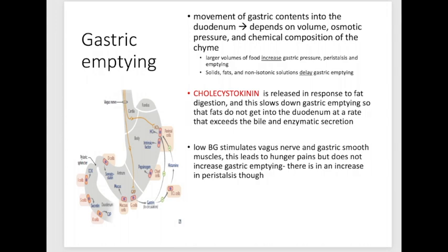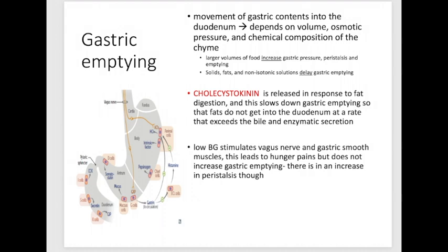One of the main hormones here is cholecystokinin, and this is released in response to fat digestion. This slows down gastric emptying so that the fats do not get into that duodenum at a rate that exceeds bile and enzymatic secretion. So cholecystokinin is a hormone that inhibits food intake. It reduces gastric motility and decreases gastric emptying.